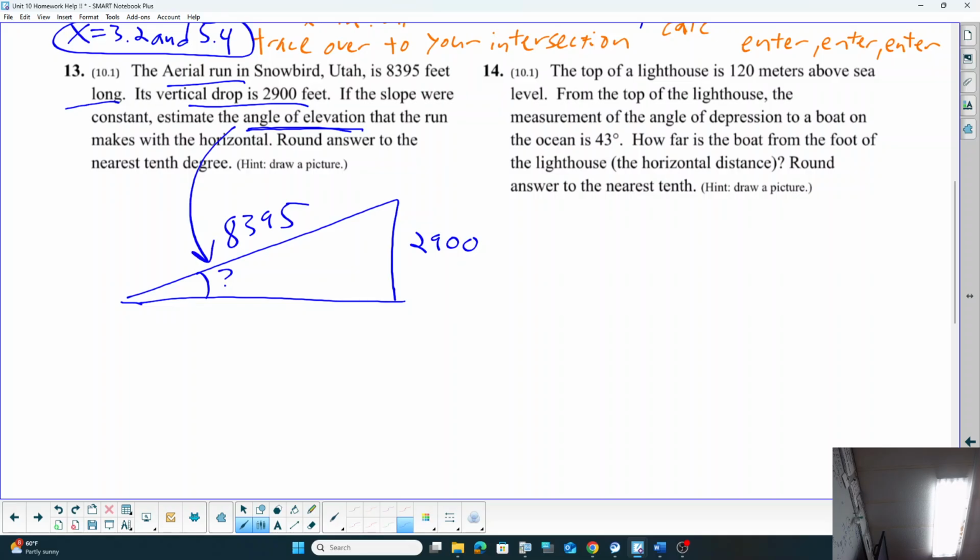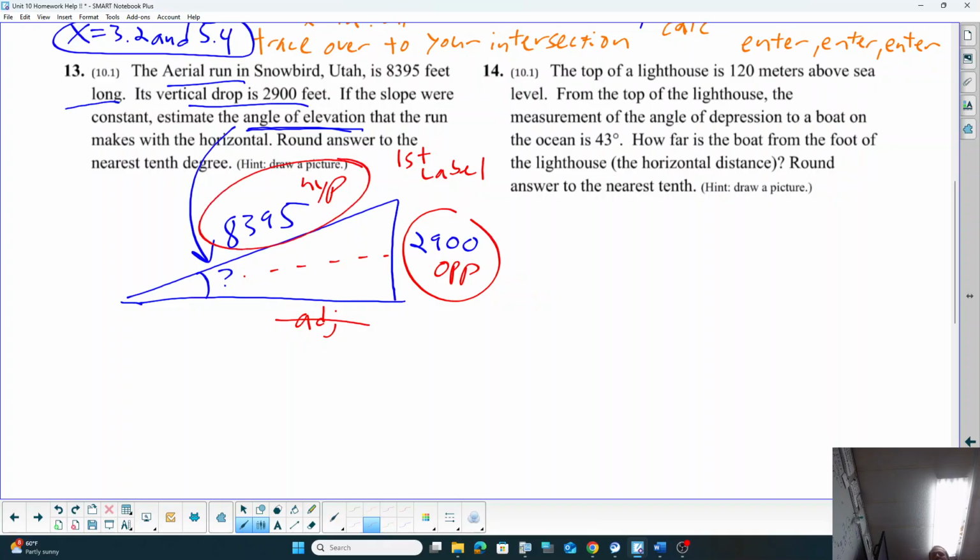So we have to first label our triangle. So first label it, opposite, adjacent, hypotenuse. So this is our opposite of our angle. This is the adjacent side, which we don't know. And then this is hypotenuse. So which trig function uses opposite and hypotenuse? You got this memorized. Come on. Opposite hypotenuse is sine. So sine is equal to opposite over hypotenuse, where our opposite is 2,900 and our hypotenuse is 8,395.